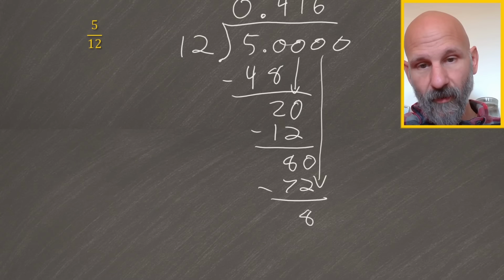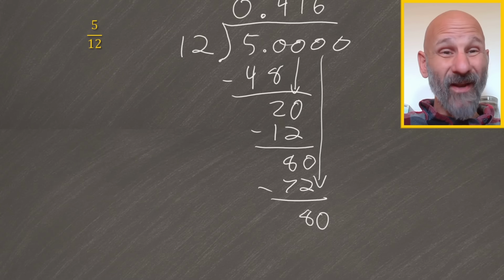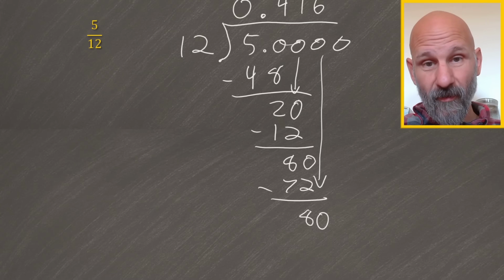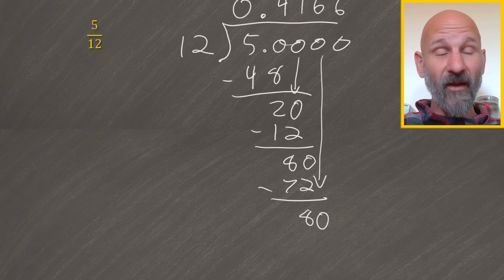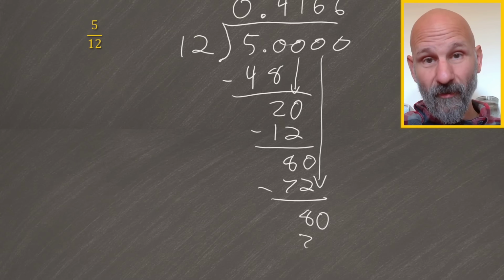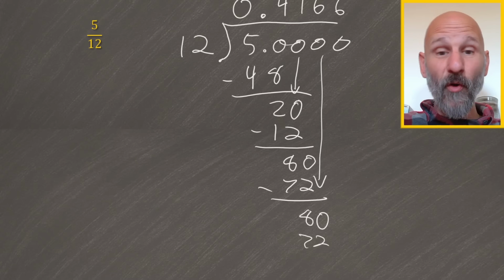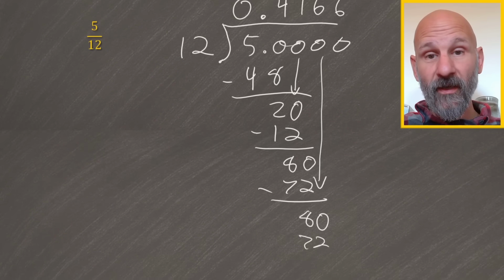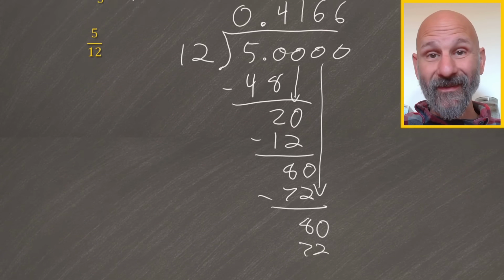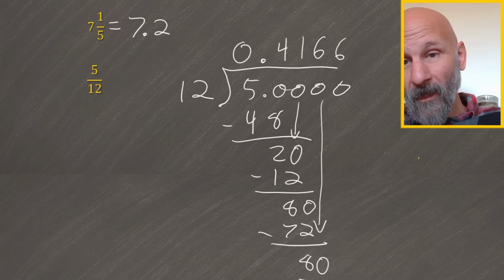Bring down the next 0. Oop, I got another 80, which means I'm going to have another 6. And that'll leave me with another 72 down here, which means I'll have another 8 and then another 80. So this is going to keep going. I see the pattern going on here. So it's 4.16666666, okay?